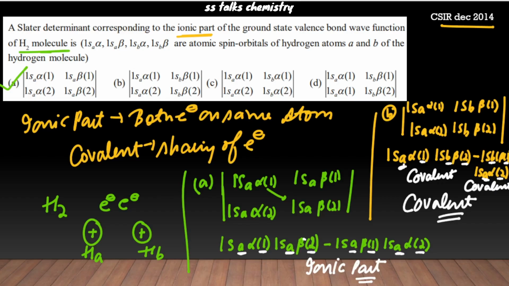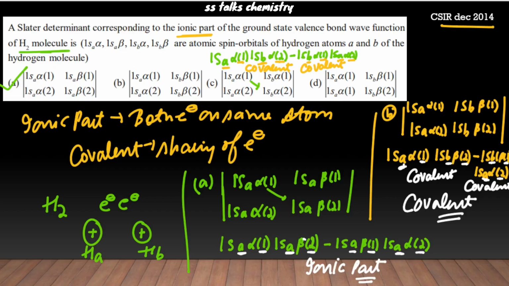Similar way you can check it for the C option. It will become this one. I'm writing it over here. 1sA alpha 1 into the 1sB alpha 2, you are having minus of the 1sB alpha 1 and the 1sA alpha 2, it will be there, right? So here if you see, compare this, first electron is on the atom A, the second electron is on the atom B. Again, this is representing the covalent part. Here also first electron on the atom B, second electron on the atom A, again the covalent part, right?